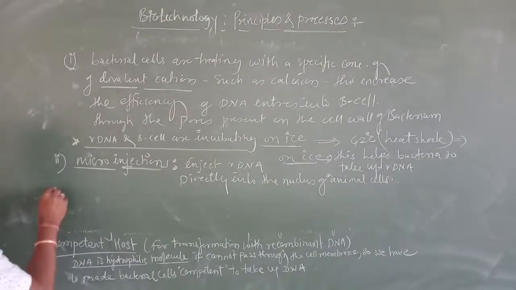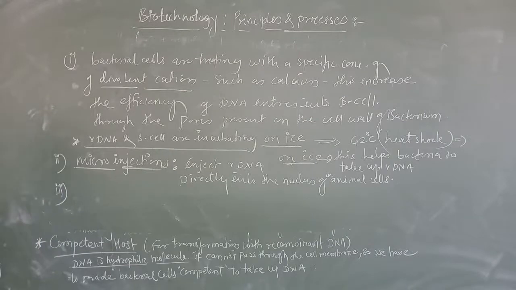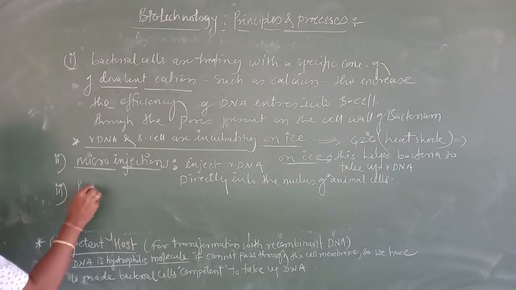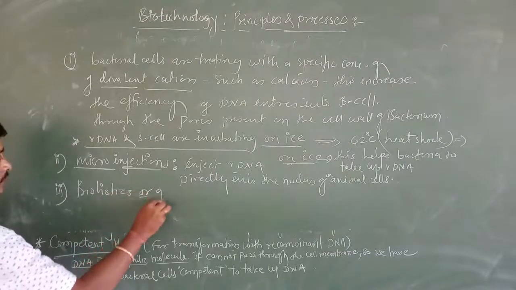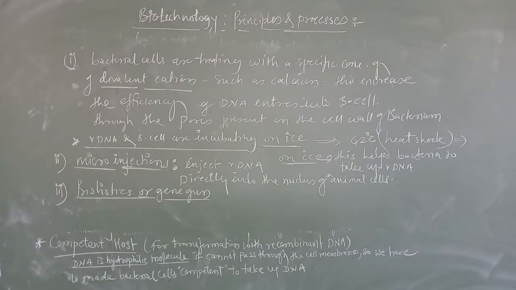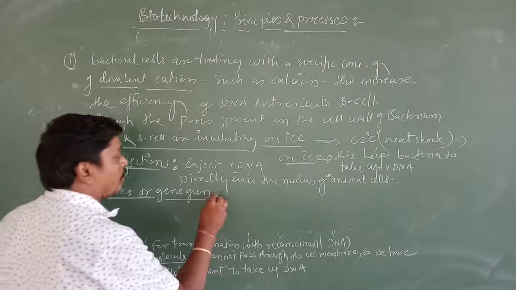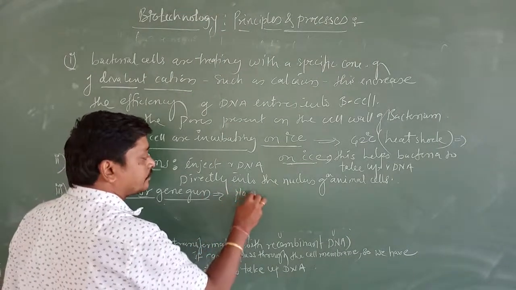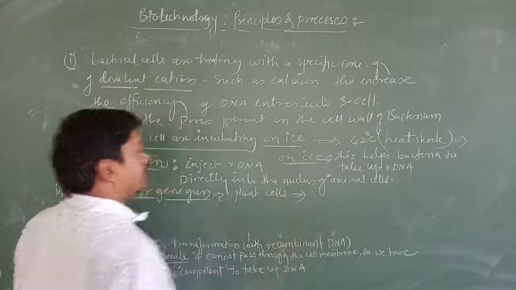Understood? Okay. The third method we are going to call biolistics, or the gene gun. What are these biolistics or gene guns? They are suitable for transferring rDNA into plant cells.